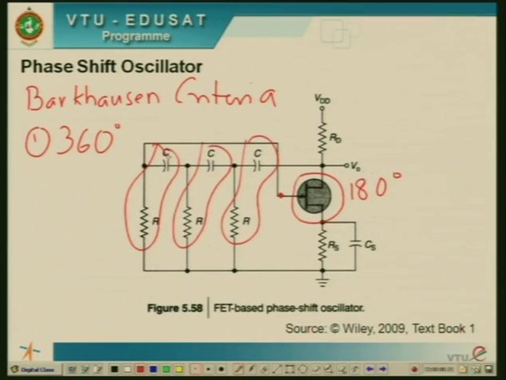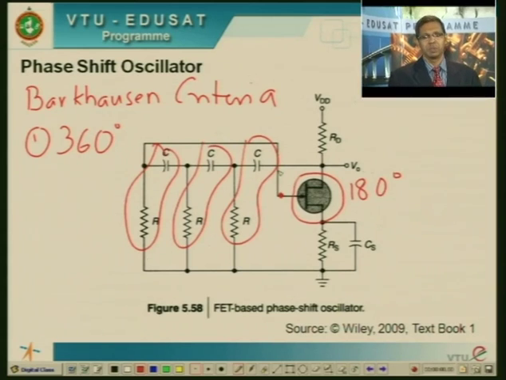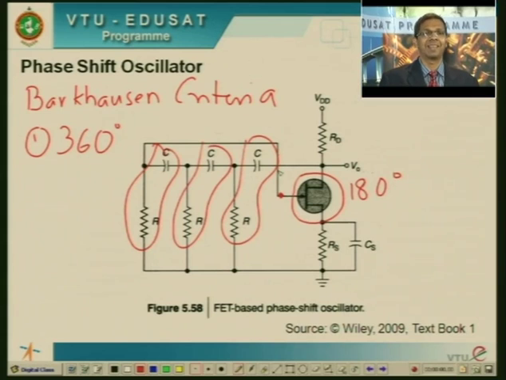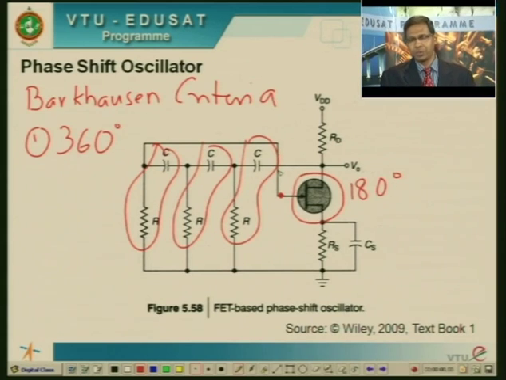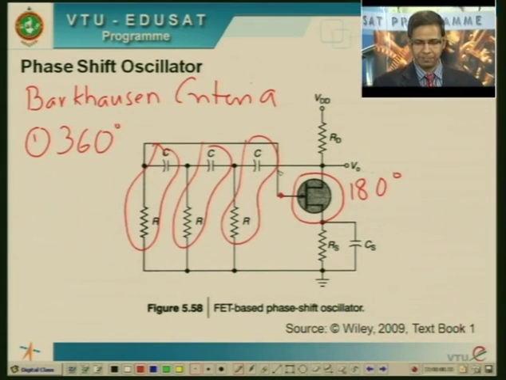Barkhausen criteria, so it has to provide an overall phase shift of 360 degrees. So 180 is provided by the device here, and the remaining 180 is provided by 3 sets of RC circuits, which overall provide 60, 60 and 60 degree phase shift, making it a total of 360 degree phase shift.